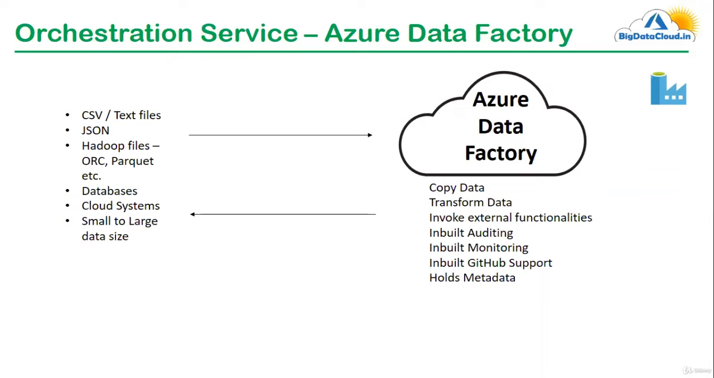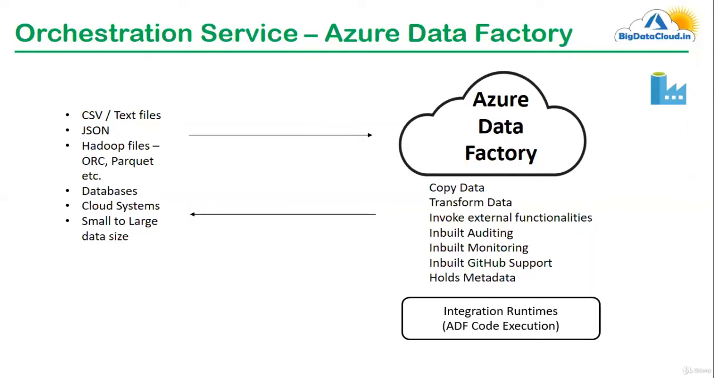Moving ahead, whatever we do in Azure Data Factory, code gets created behind the scenes. So where exactly does that code get executed? There is something called integration runtimes. An integration runtime is a set of machines attached to the Azure Data Factory. Whenever we submit a data load job or any orchestration job, the code gets submitted on these machines for execution.